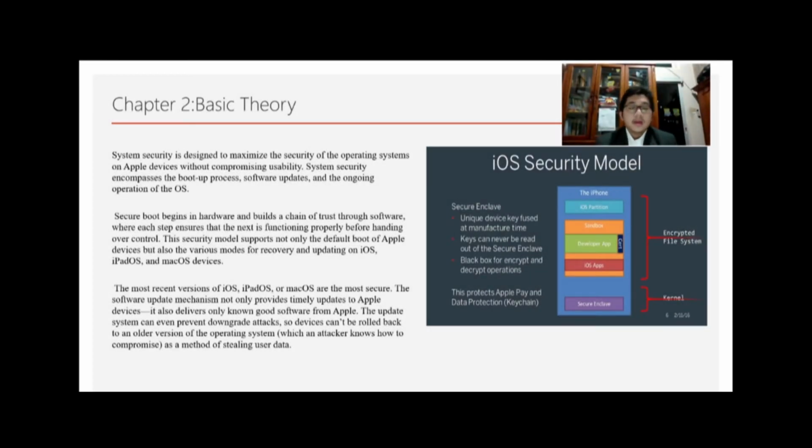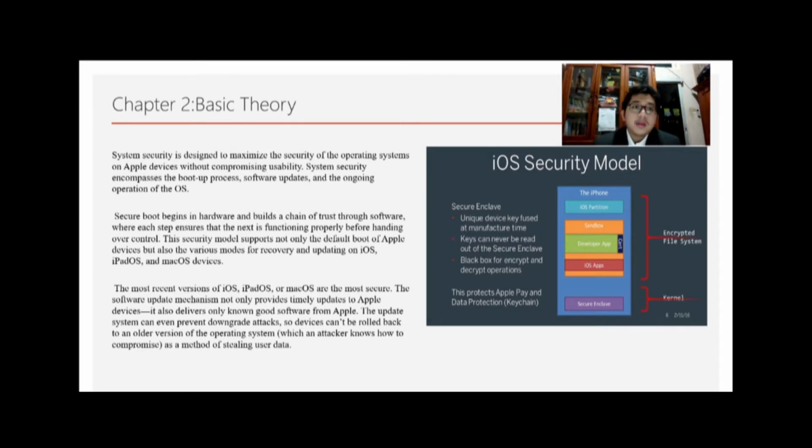Okay, next, chapter 2, basic theory. As you can see on the right side, there's the picture of the iOS security model. That's a point of the structure of the mobile security. Now, we are going to explain the basic theory.